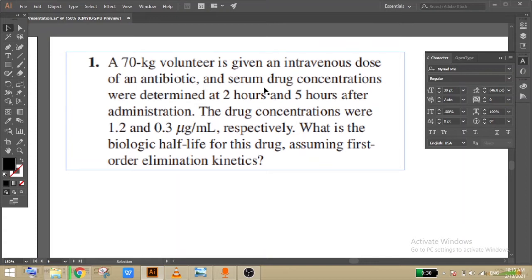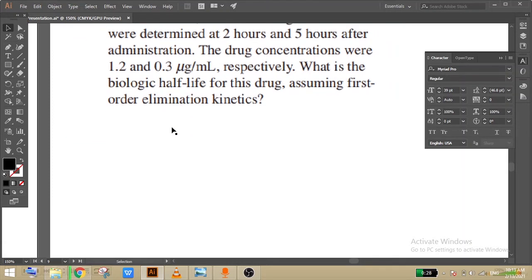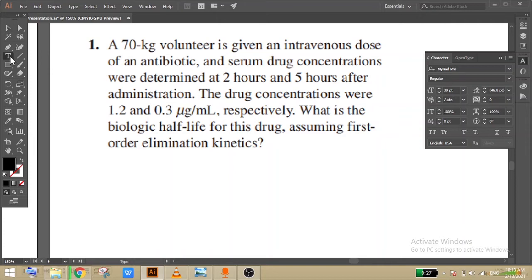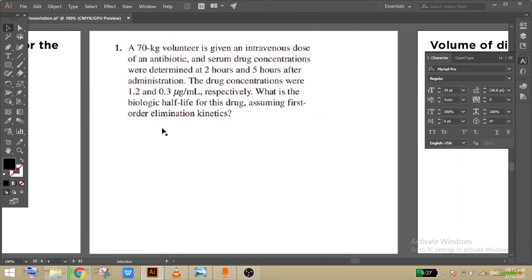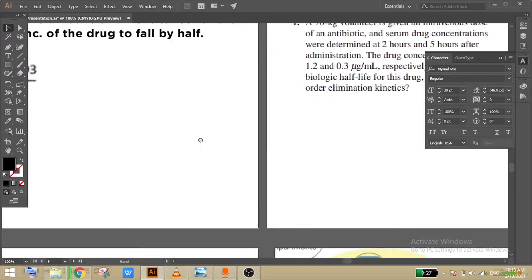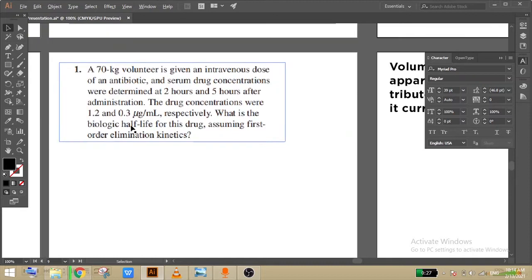A sympathetic volunteer is given an intravenous dose of an antibiotic, and serum drug concentrations were determined at 2 hours and 5 hours after administration. The drug concentrations were 1.2 and 0.3 micrograms per milliliter respectively. What is the biological half-life for this drug using first order elimination kinetics? As we know, we are asked to find the half-life of this given data set, but what we require is the elimination rate constant to find the half-life. So from this data set, we can find the elimination rate constant.